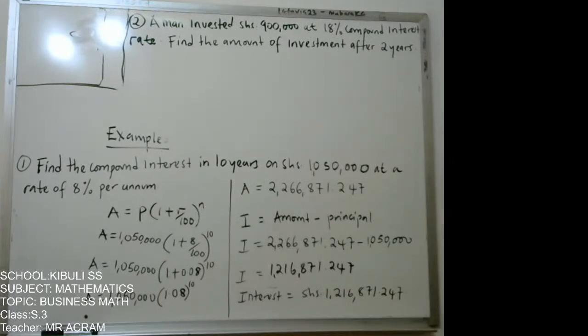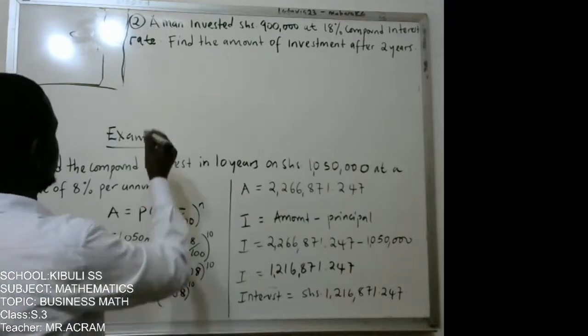Remember, we are looking at compound interest, okay? What are they asking us this time round? You have to look at the question and know what they are asking for. They're asking for amount. How do you get the amount? Amount is equal to principal plus interest. But we can get amount from this form. We straight away get amount.